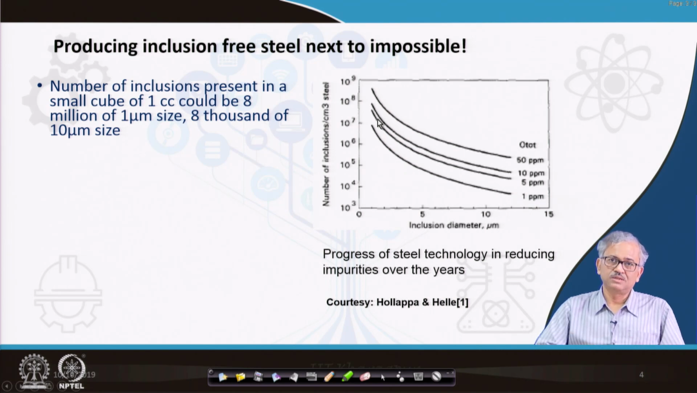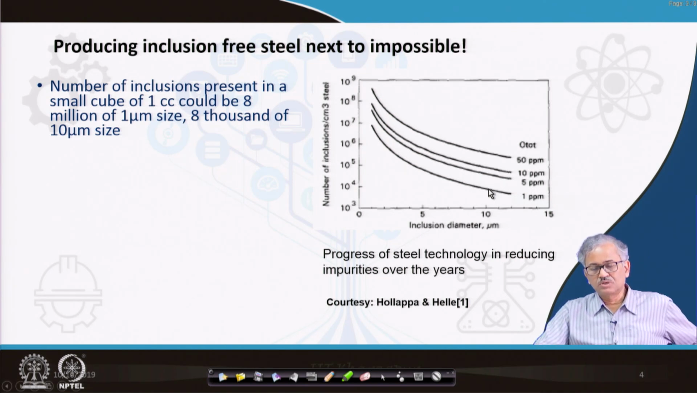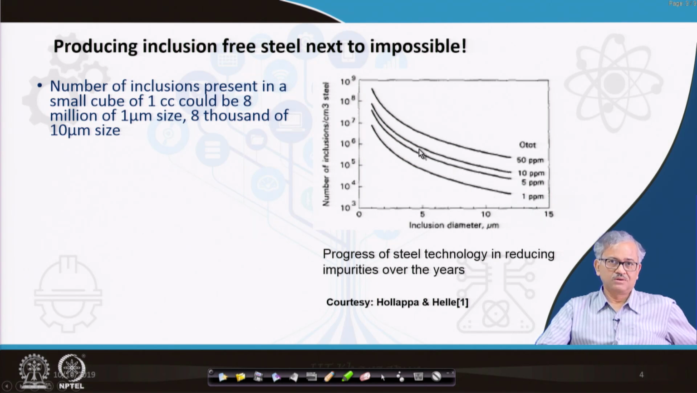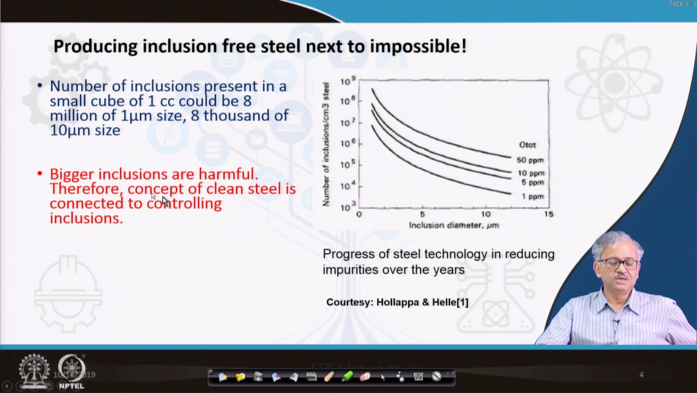Fortunately, they don't have much deleterious or adverse effect on the steel, but there are billions of such inclusions. And if you consider the 10 micrometer inclusions, their numbers also can be several thousand in 1 cubic centimeter of volume. And beyond that, the 10 to 50 micrometer inclusions are not good inclusions. They are quite big, right? Bigger inclusions are harmful, and therefore the concept of clean steel is connected with controlling the inclusions.